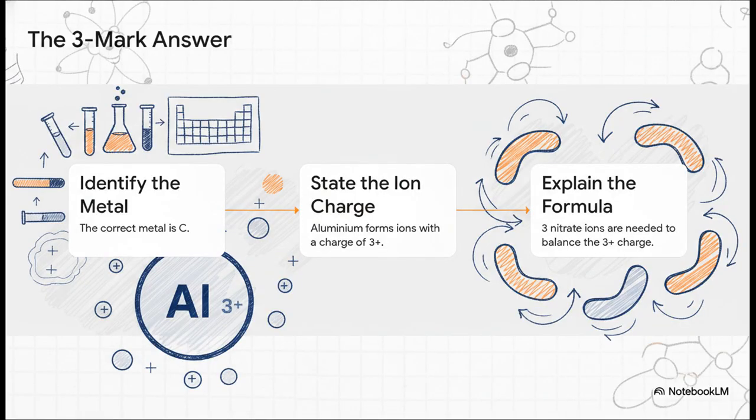So here's how the mark scheme lays it out, step by step. First mark, just for identifying metal C from the data. Second mark, for stating the critical piece of information that aluminium always forms a 3+ ion. And the third mark ties it all together using the formula they gave you. Since each nitrate ion has a 1- charge, you need 3 of them to perfectly balance out that single 3+ charge on the aluminium ion. It's a beautiful, logical answer.